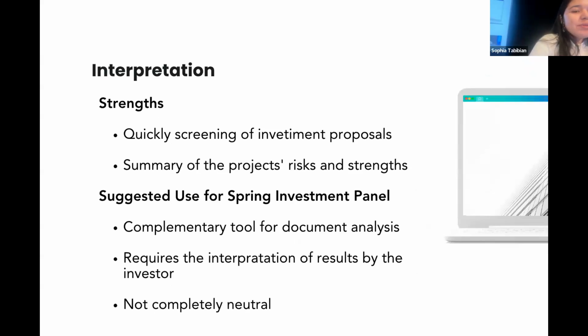So for the interpretation, what I found is that Microsoft Copilot is really good at screening investment proposals and summarizing project risks and strengths. And that's something that should definitely be used in the spring investment panel. But it should also be used as a secondary and complementary tool in our analysis, because it contains hallucinations and the outputs are basically what the user puts in the prompts.